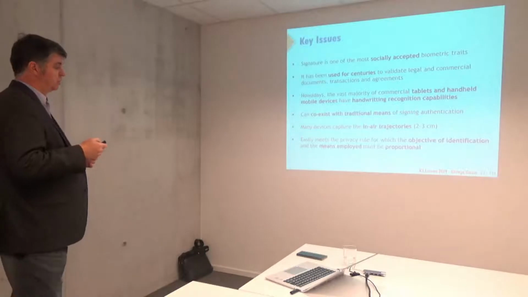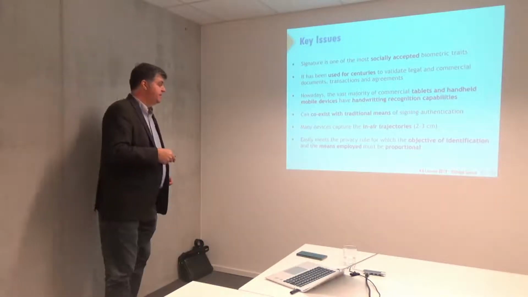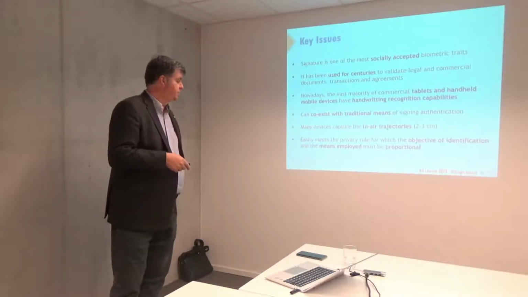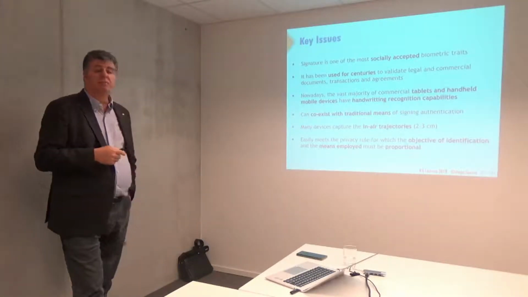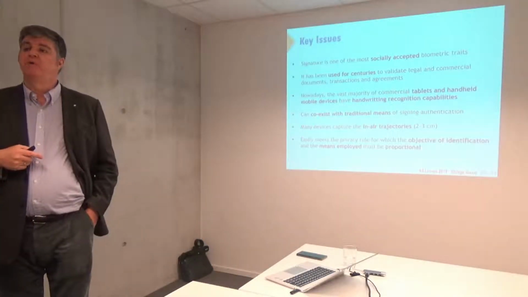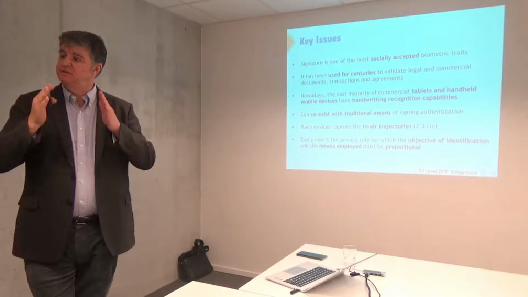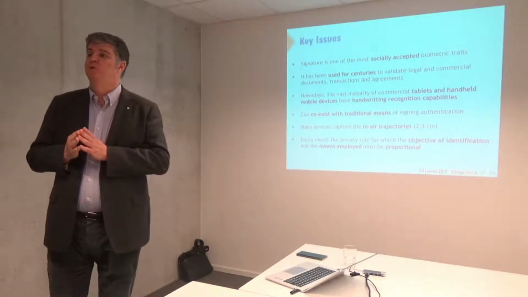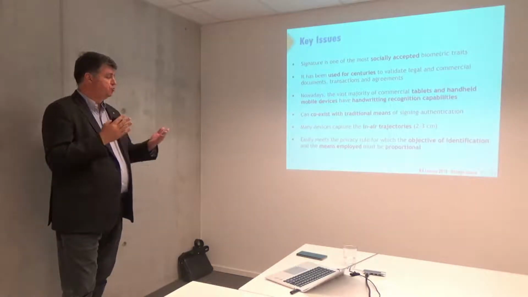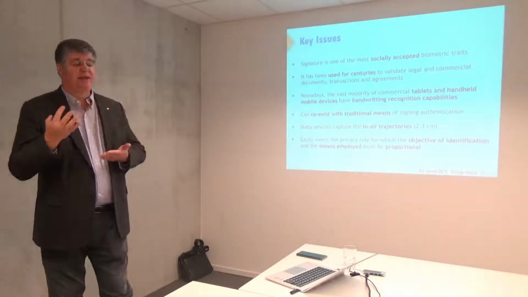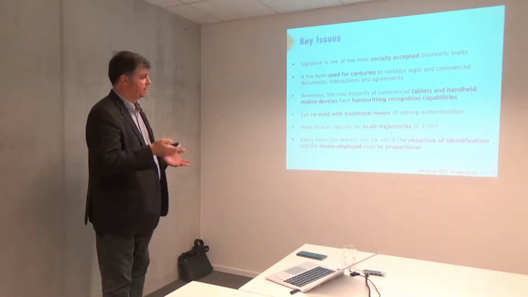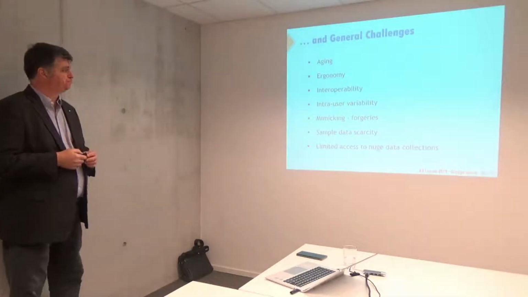This is very important. And it easily meets the privacy rule, for which the objective of identification and the means employed must be proportional. This is very important, and all the European regulations make this very important. There must be a proportion between the means employed and the objective of identification. Okay. In biometrics in general terms.